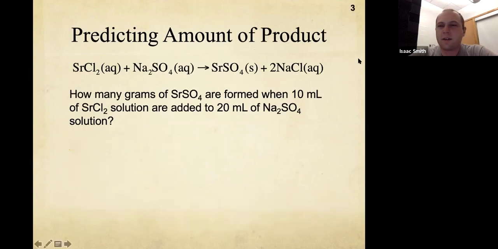Okay, so now we're going to talk about mixing stoichiometry with solutions. So here's an example of a question that you might be able to answer. At this point, we haven't really talked about how to do this yet, but I'm just giving you an overview of what's to come. You might have a question that says, how many grams of strontium sulfate are formed when 10 milliliters of strontium chloride solution are added to 20 milliliters of sodium sulfate solution? We've done stoichiometry problems before where we're trying to predict how much or how many grams.